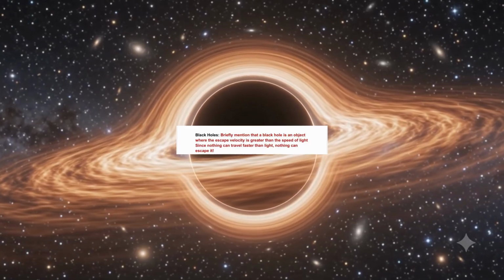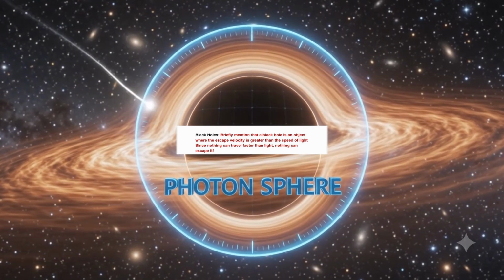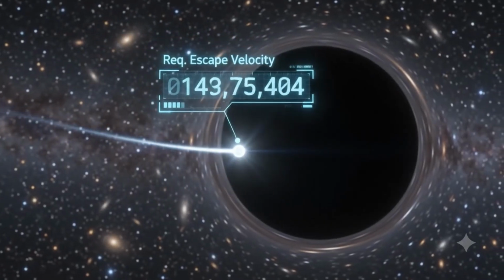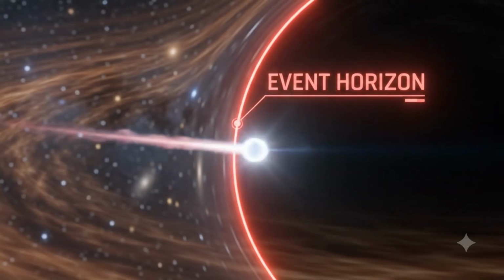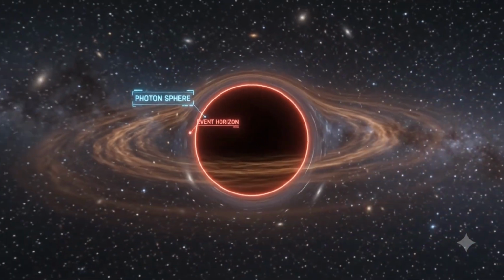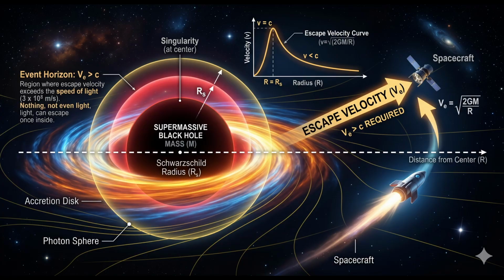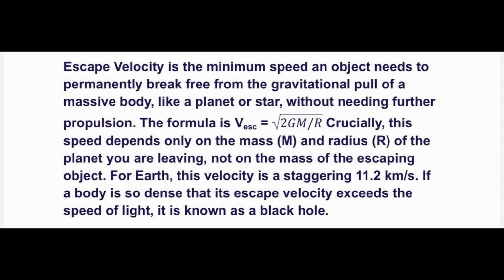Black holes. A black hole is an object where the escape velocity is greater than the speed of light, and since nothing can travel faster than light, nothing can escape it. Last minute revision.